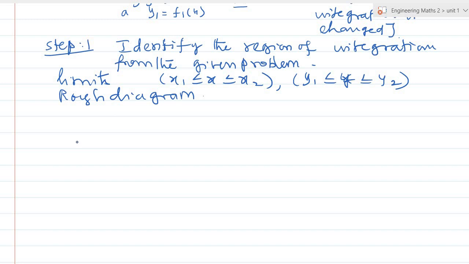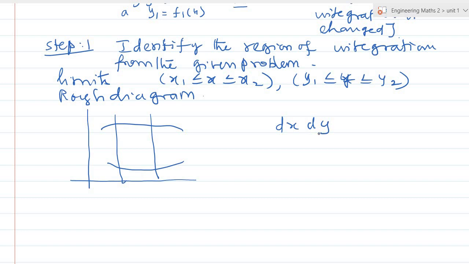Already we have seen how to identify the region of the given integration from the given problem. After finding that, first you have to draw a rough diagram. In case the given integration is in the order dx dy, then the inner integration variable is x, so you have to draw a line parallel to the x axis.